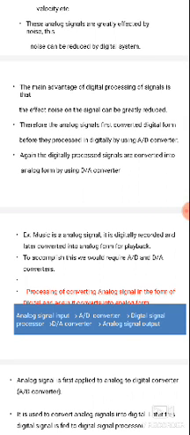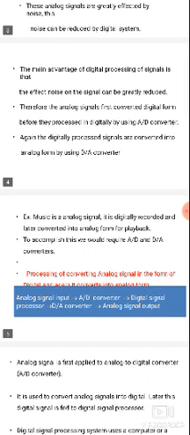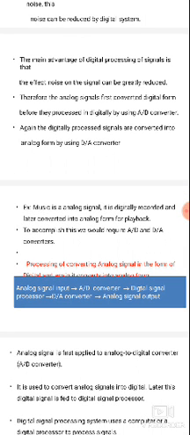Next, the digital signals are processed, and the processed signal is converted into analog form by using a digital to analog converter. The signals are first converted into digital form and then processed, and the processed signals are again converted into the original form.